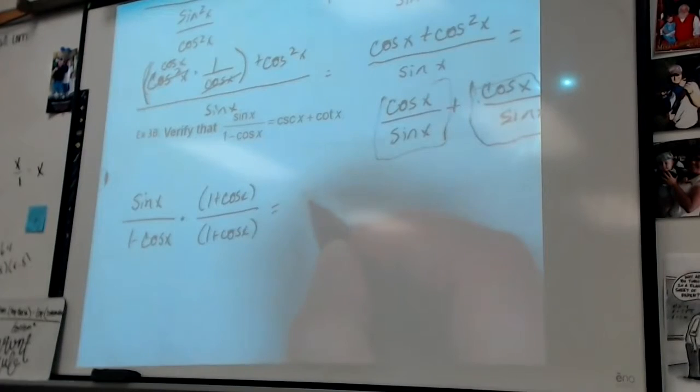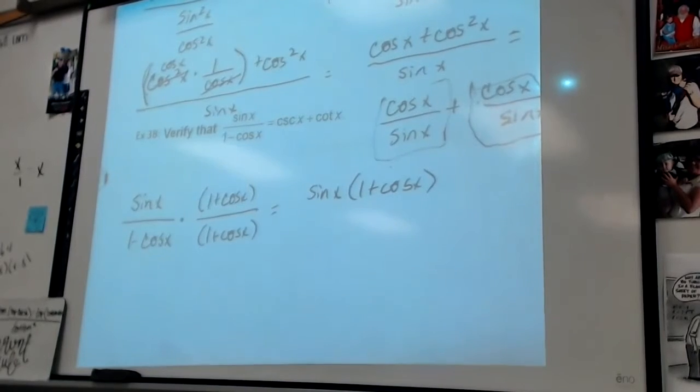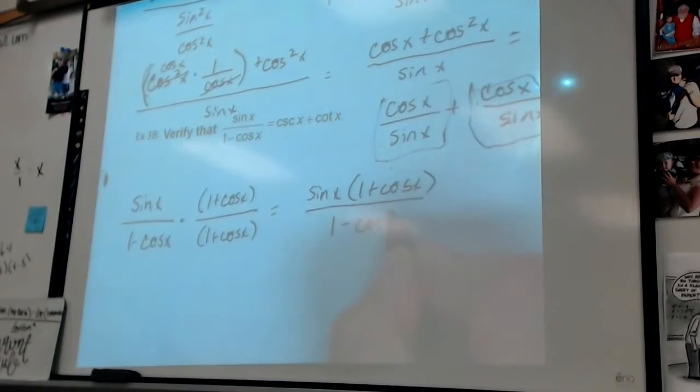So here, I'm just going to bring this over. I'm not going to distribute this at this point. So sine x times 1 plus cosine x. But then on the bottom, I want to multiply these conjugates together. And remember, when we FOIL two binomials that are conjugates of each other, the middle terms will cancel out. So you end up with 1 minus cosine squared x, because the negative cosine x and positive cosine x would cancel each other out.